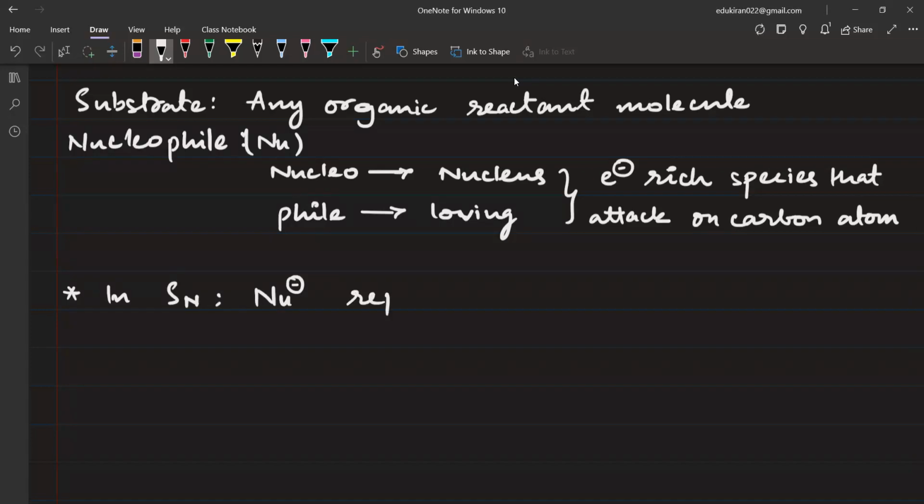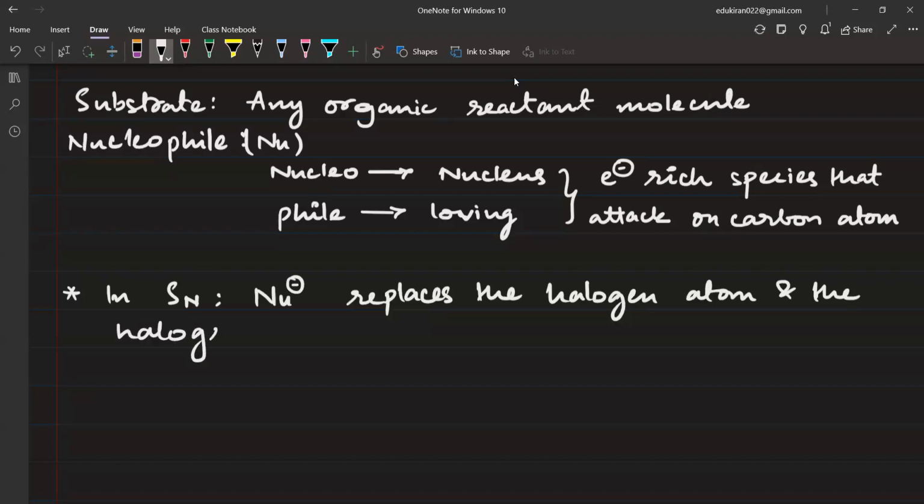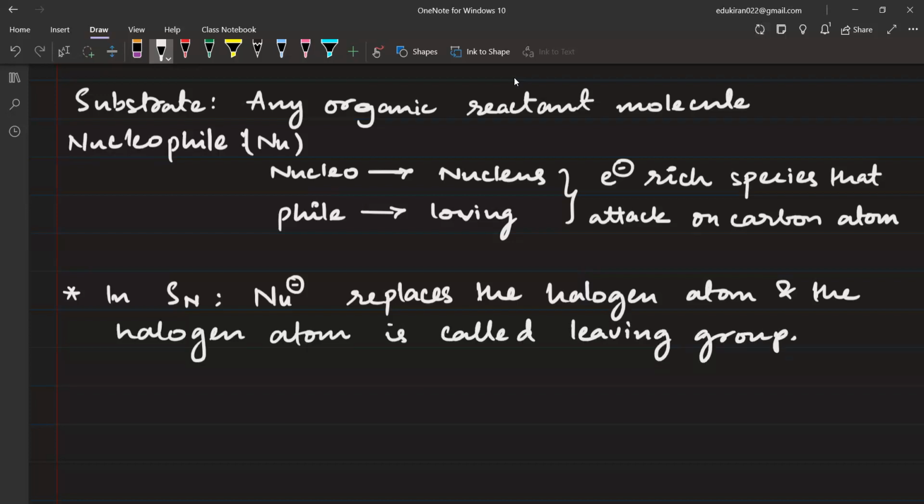The nucleophile replaces the halogen atom, and the halogen atom is called the leaving group.